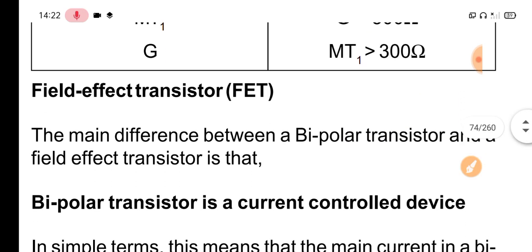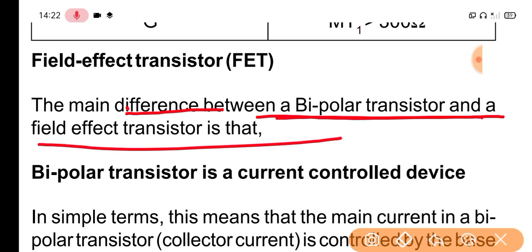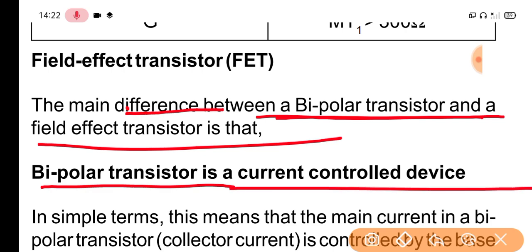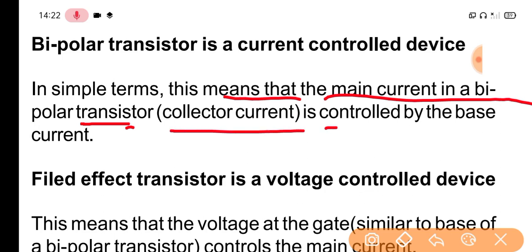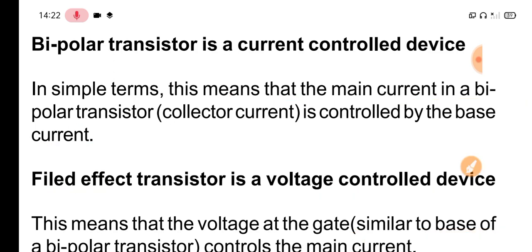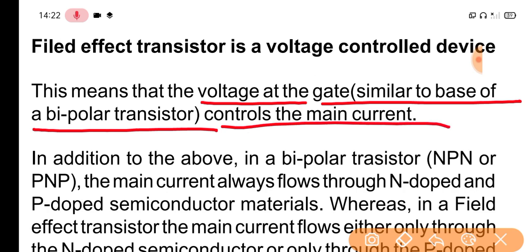Field effect transistor, FET. The main difference between a bipolar transistor and a field effect transistor is that a bipolar transistor is a current control device. In simple terms, this means that the main current in a bipolar transistor, that is the collector current, is controlled by the base current. A field effect transistor is a voltage control device. This means that the voltage at the gate, similar to the base of a bipolar transistor, controls the main current.